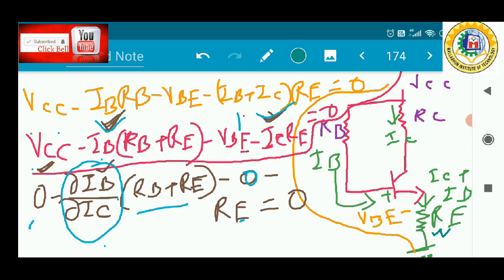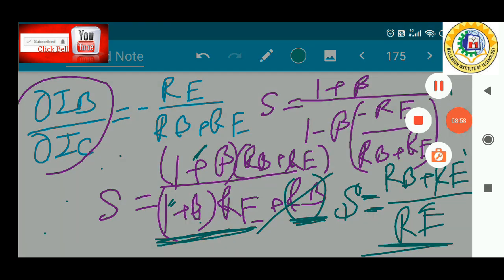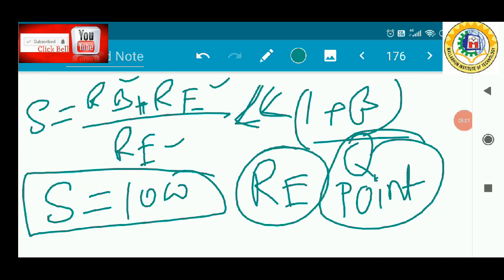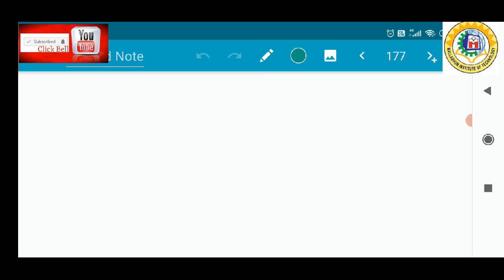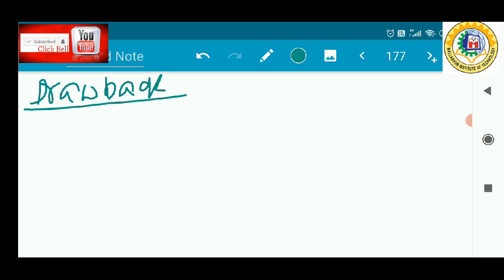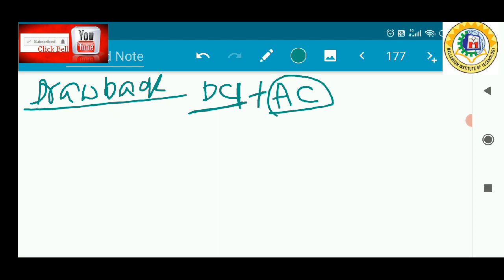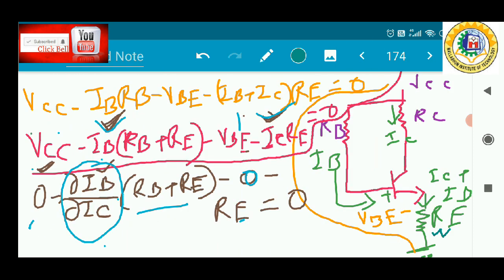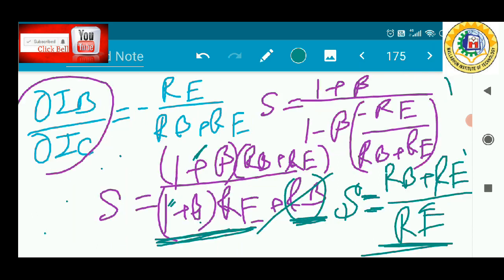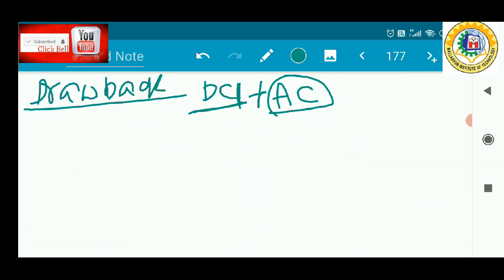Now one more thing about this RE circuit: there is a drawback. What is the drawback of this circuit? With the transistor action, I have said that the transistor does not actually operate on DC. DC is used to fix the Q point, and AC is used for amplification. Now what is the AC equivalent of this circuit? AC equivalent means we have to make all of the DC 0, and then we get the AC equivalent. If we make the AC equivalent of this circuit, then the circuit will look like this.